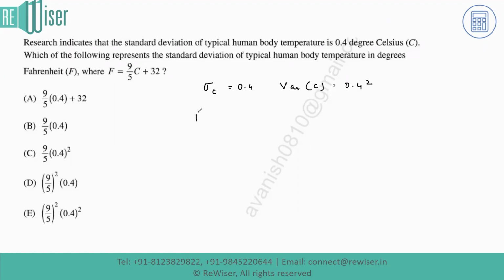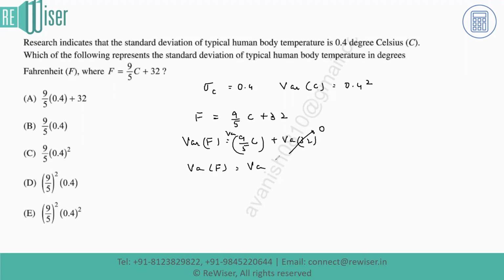Now the function given to us is F equals 9 by 5 C plus 32. So if I'm finding the variance of F, that should be equal to the variance of 9 by 5 C, plus the variance of 32. We know that the variance of any constant is 0. So that means the variance of F is given as the variance of 9 by 5 C.